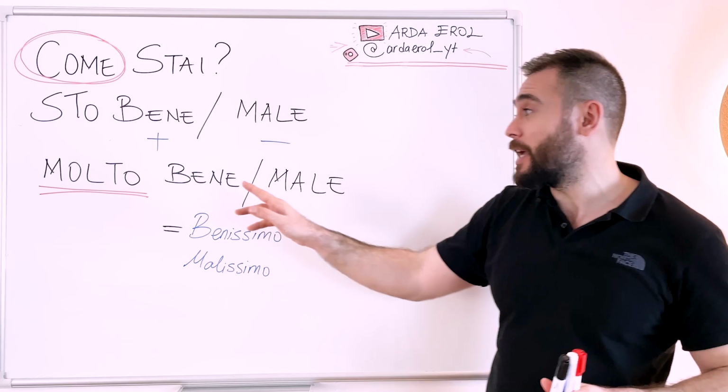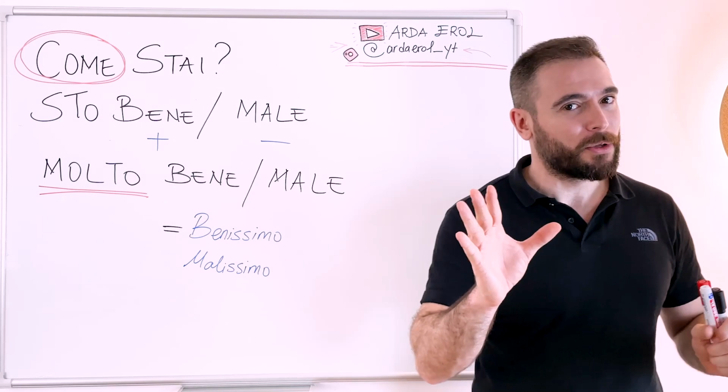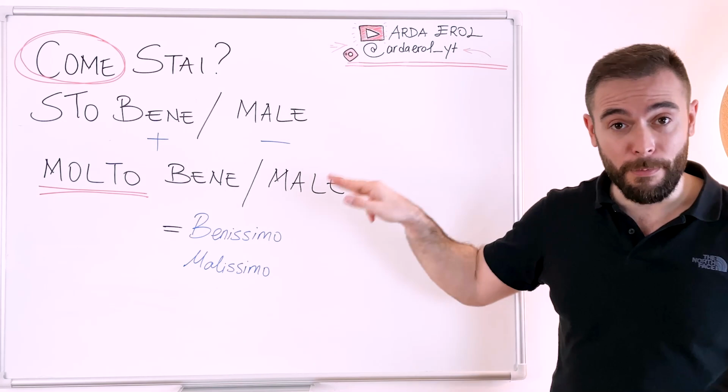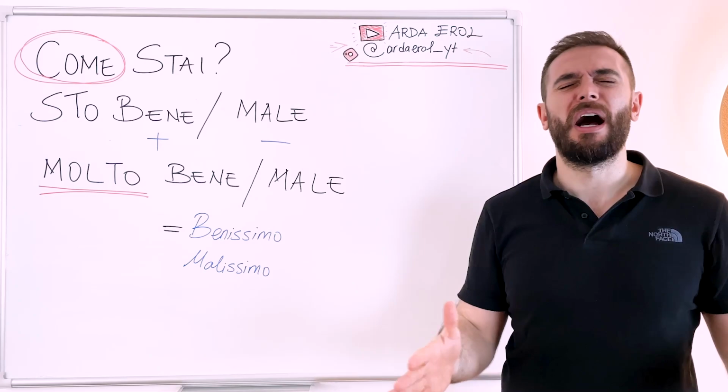Instead of saying molto bene, you can also say benissimo. But be careful about pronunciation. Correct pronunciation: benissimo. The same thing for male. Molto male, or malissimo. Come stai? Malissimo. I'm not good at all.